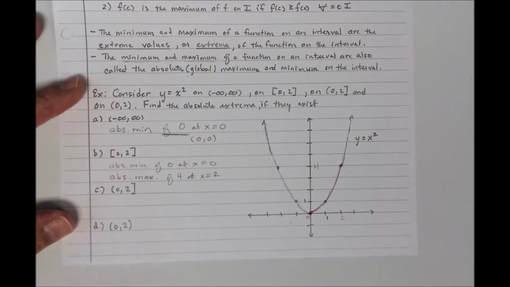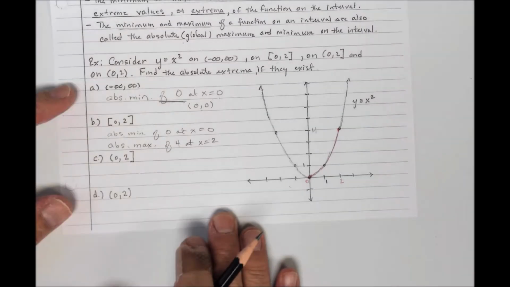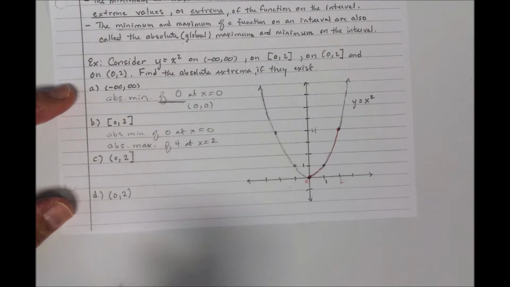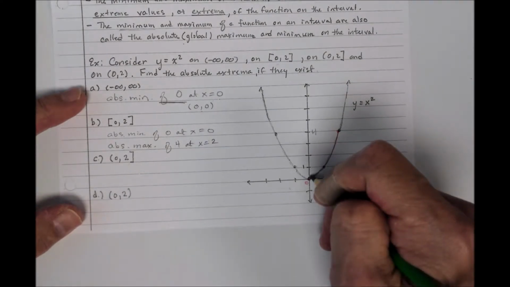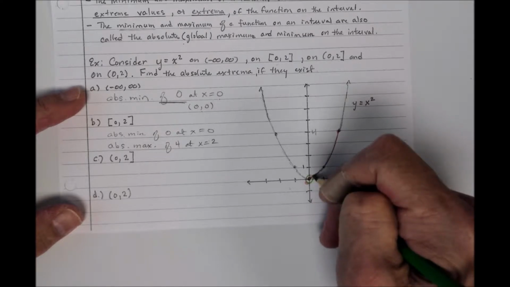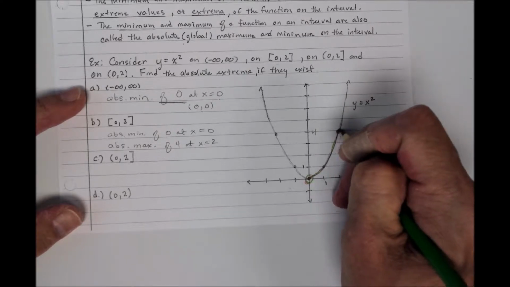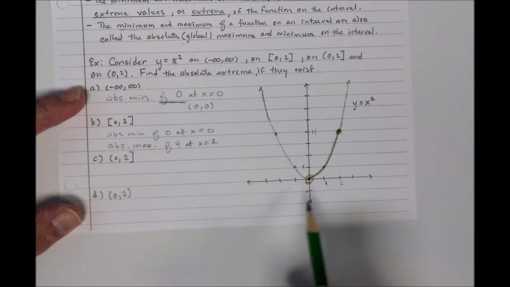Now I'm going to change the problem again. This time I'm only going to include the endpoint 2, not the endpoint 0. So it's going to look more like this. I'm going to try to do this in green. Hopefully you'll be able to follow it okay. I filled in the dot here. It's an open dot here.